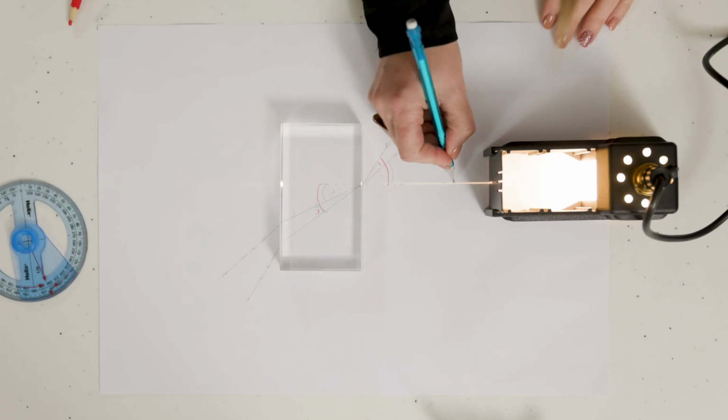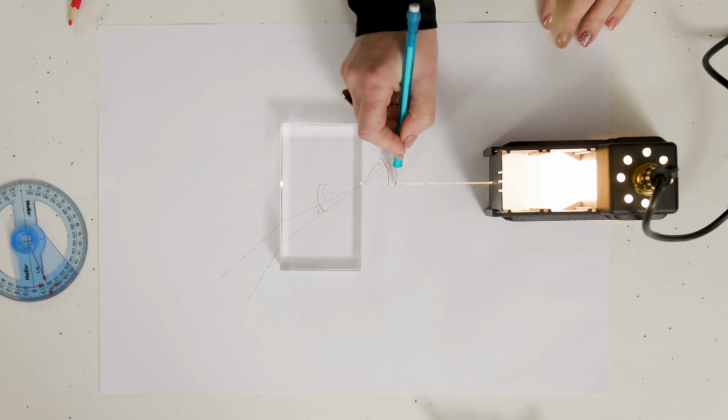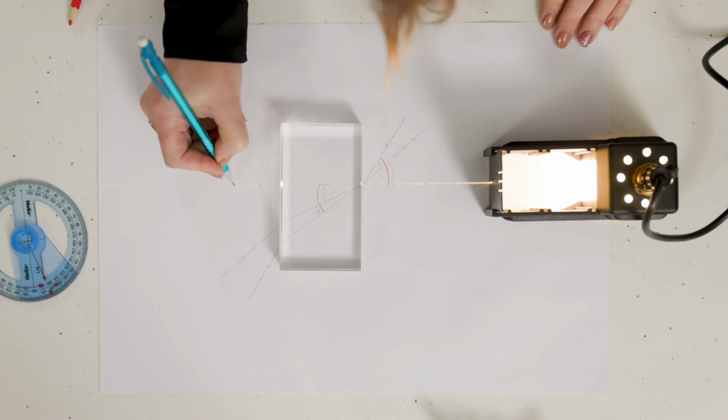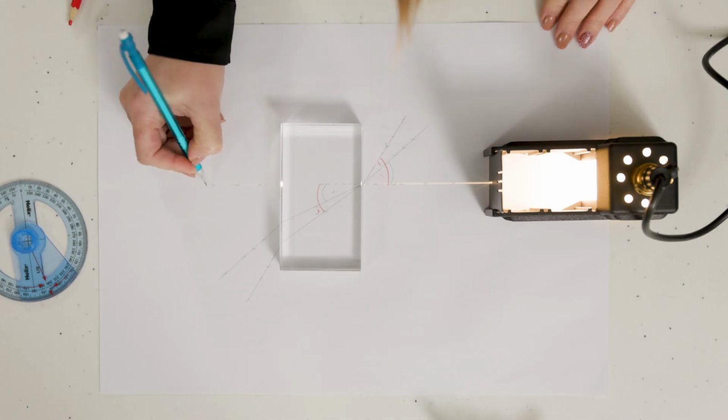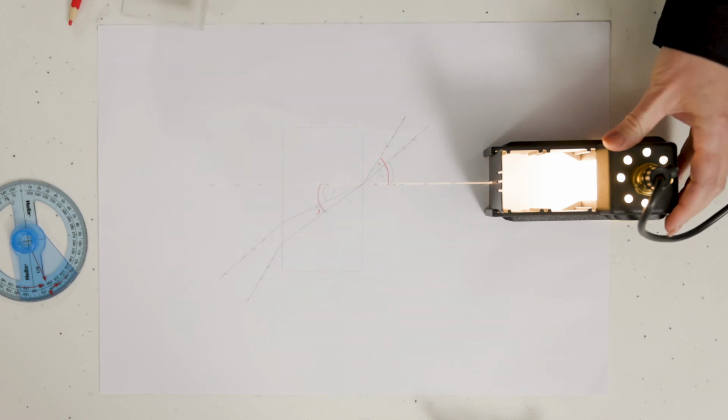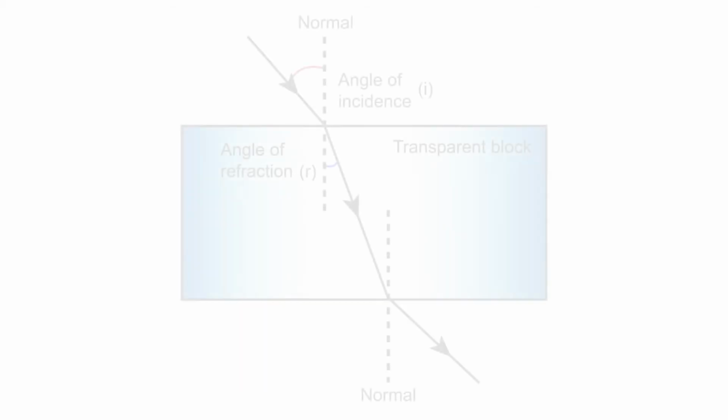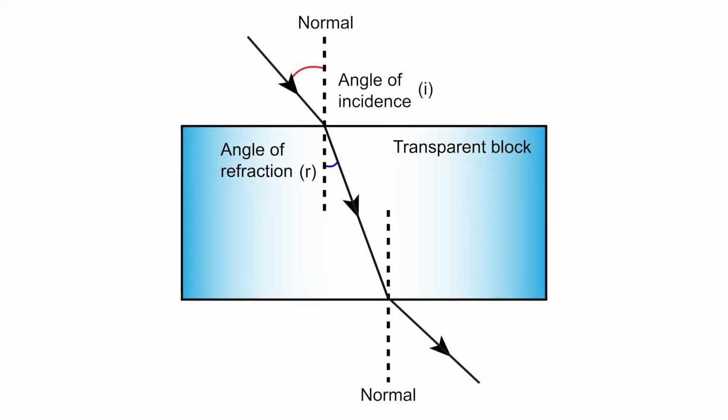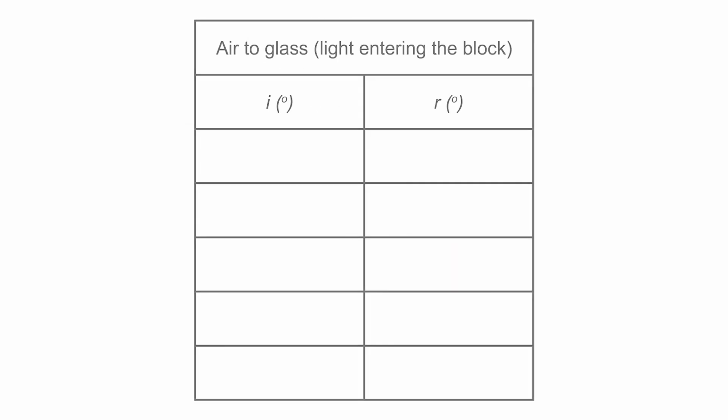To finish this experiment, it is a good idea to move the ray box so that the light ray reaches the surface of the block at a right angle. It is important that you can state what happens at this point. The diagram shown will help you identify the angle of incidence and the angle of refraction. Make sure you add all of your data into your results table, remembering to add the correct units to the headings.